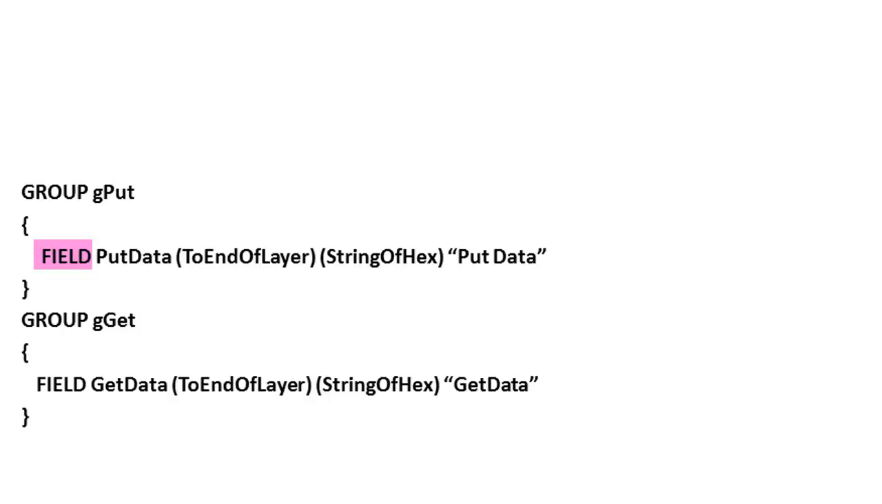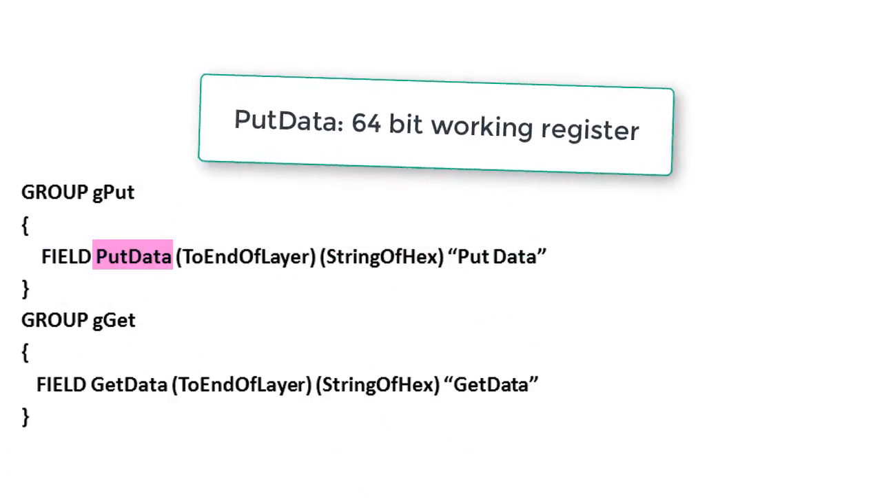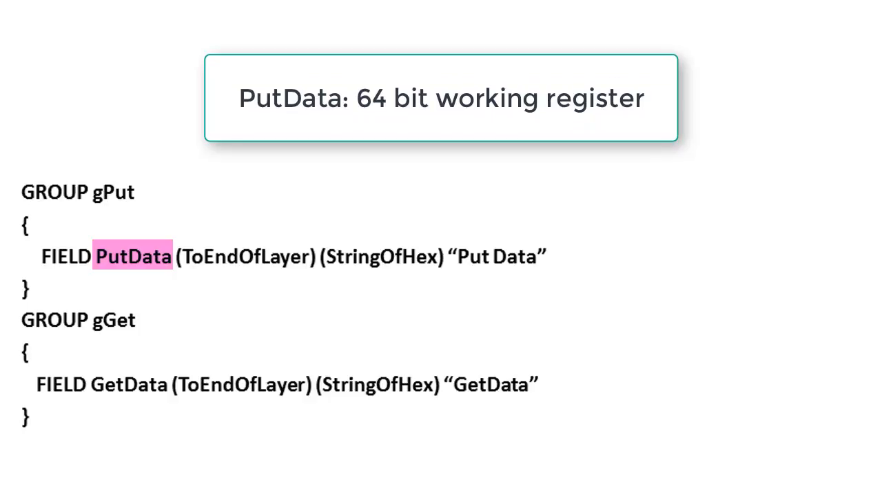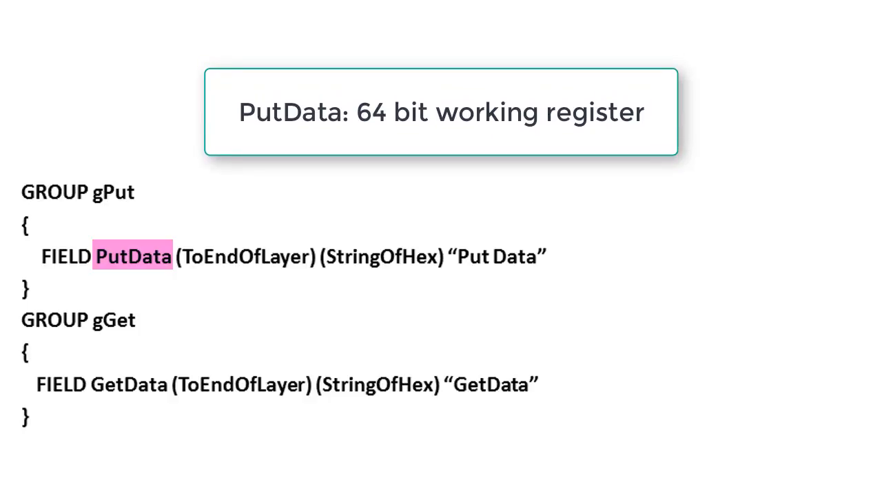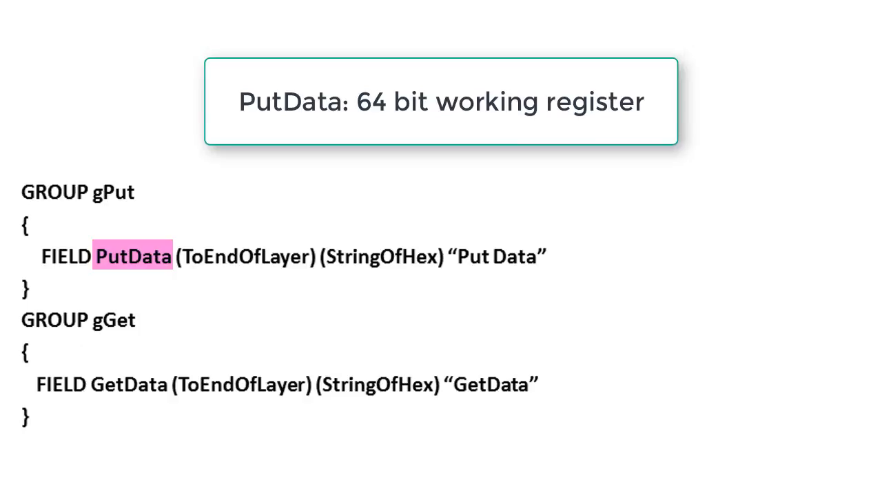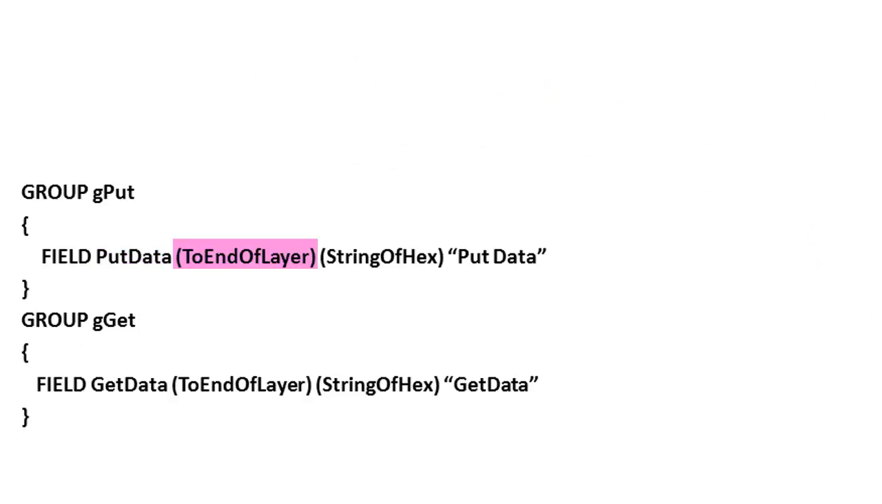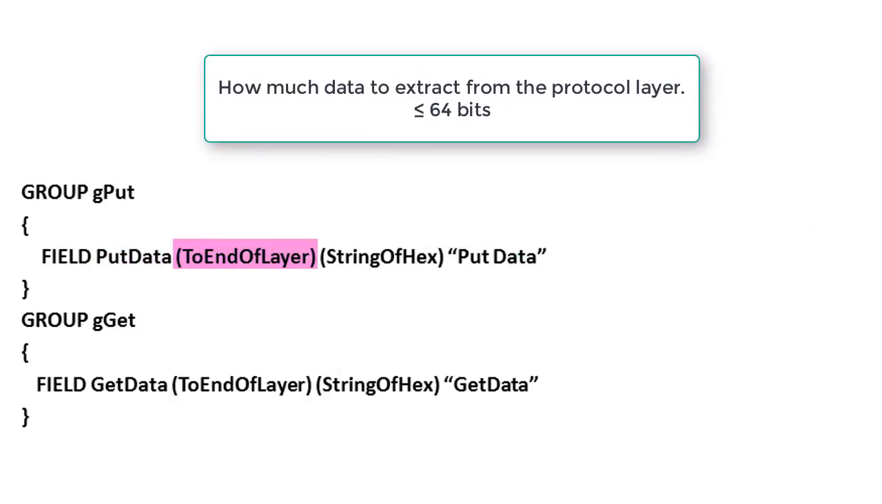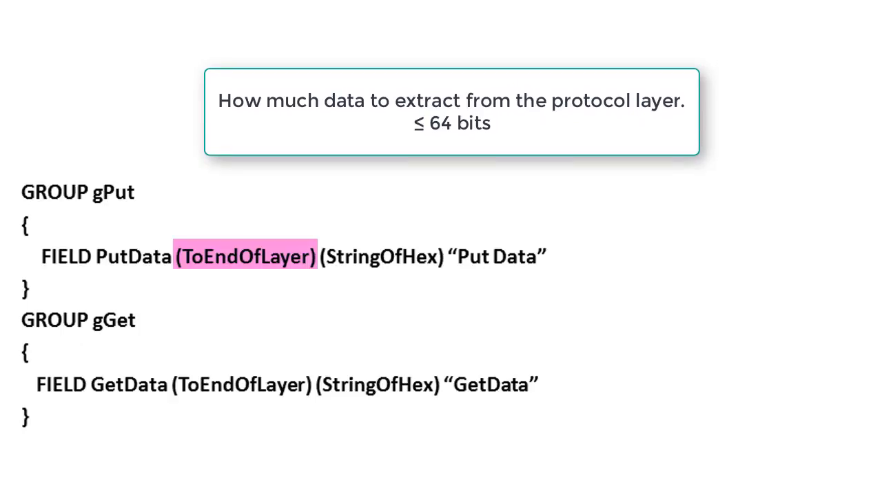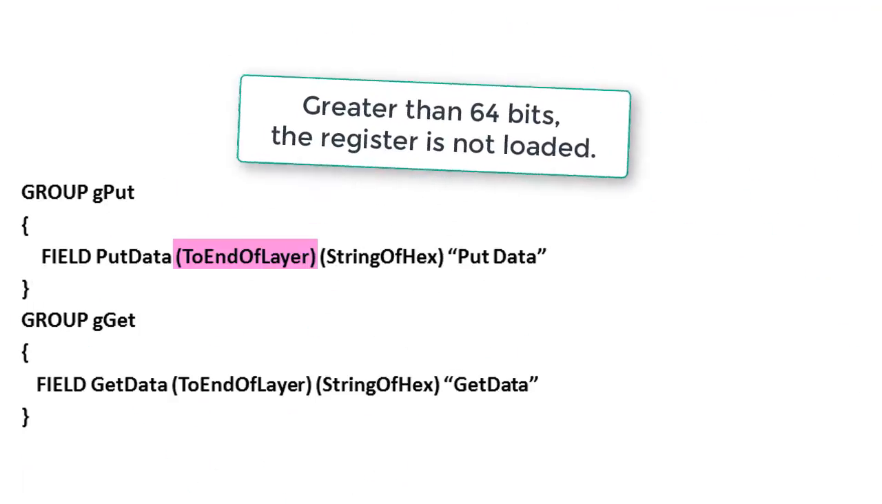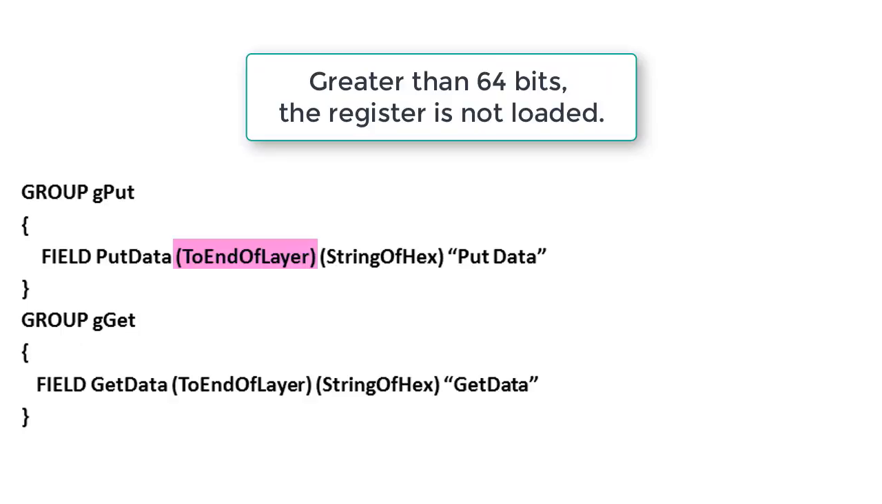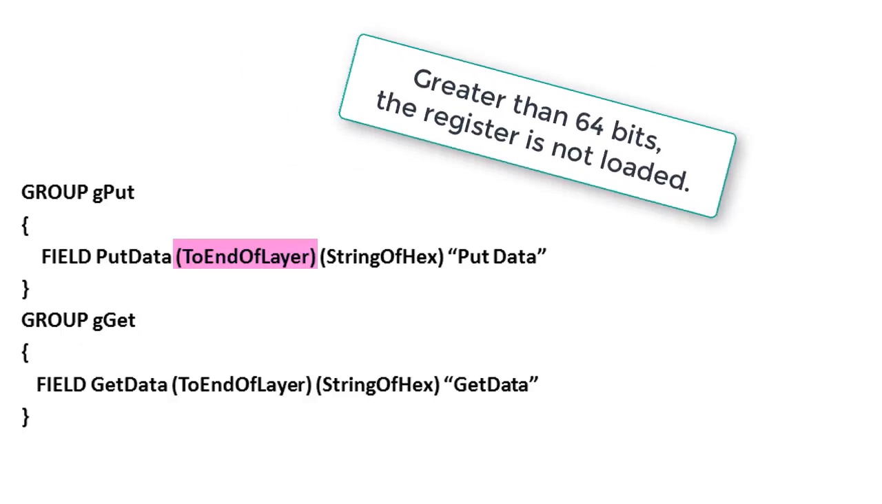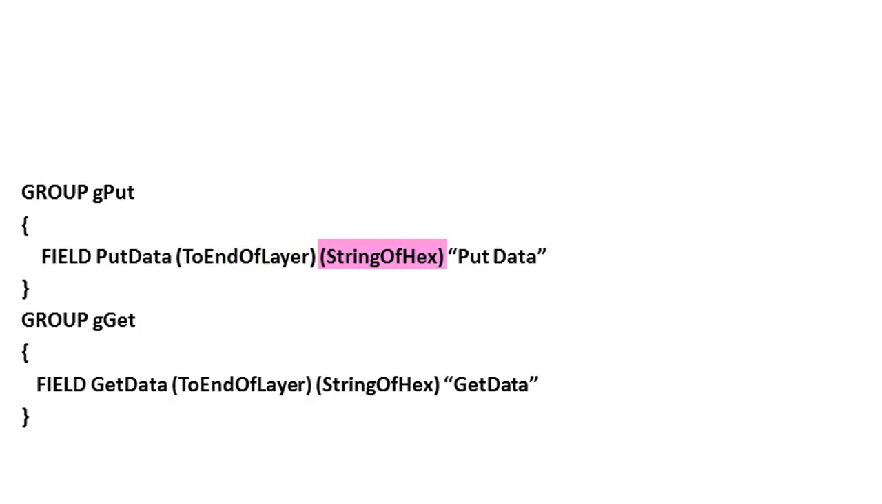Field says that we are creating a field. PutData instructs the compiler to create a 64-bit register named PutData. This will be our working register. ToEndOfLayer tells the compiler to load the data to our register. If ToEndOfLayer is greater than 64 bits, the data is not loaded to the register. String of hex tells the computer how to format the output for display in the frame display.